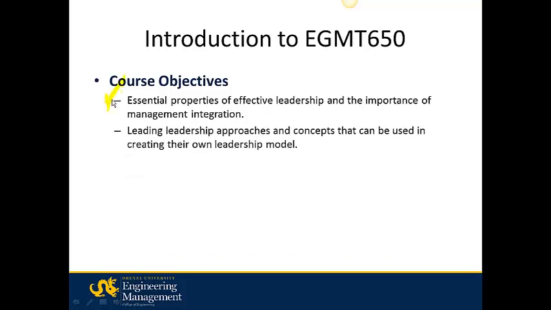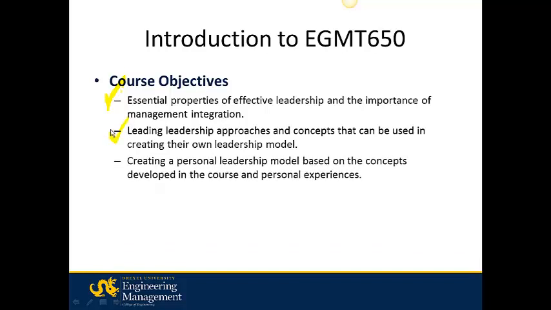The second objective is to provide you leading leadership approaches and concepts that can be used in creating your own leadership model that will be delivered at the end of the class for the semester. The third is how do you create your personal leadership model based on the concepts that were delivered, as well as integrating your own personal experiences. The fourth one is providing personal and team motivation models and systems so that you can understand how individuals and teams are motivated.